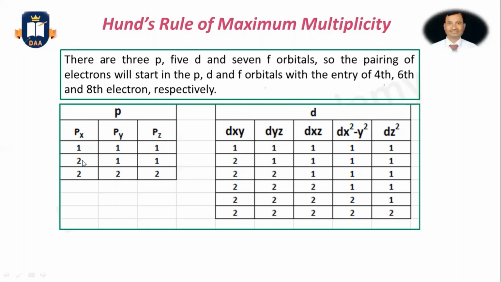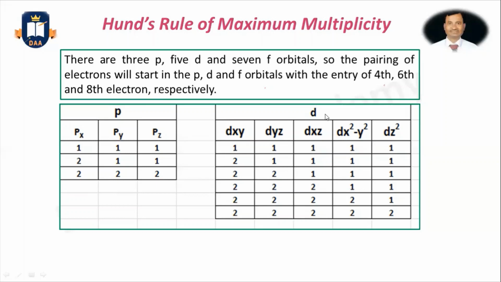If the fifth electron comes, it will occupy the py. And if the sixth electron comes, it will occupy the pz orbital. That means in the last row you see that all orbitals px, py, pz are paired.